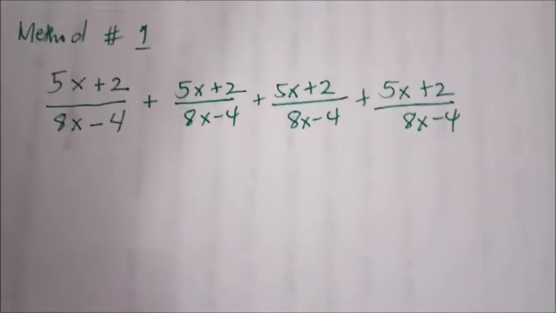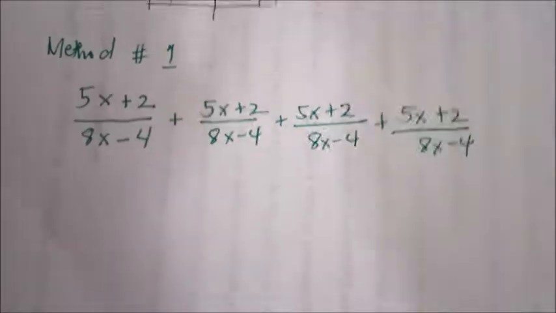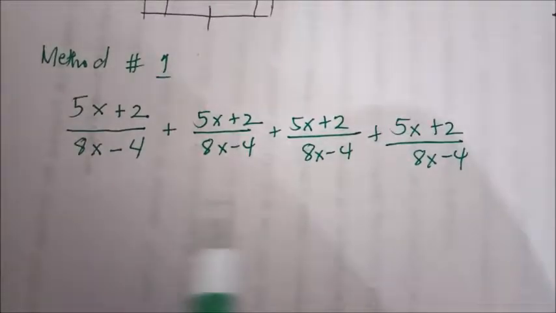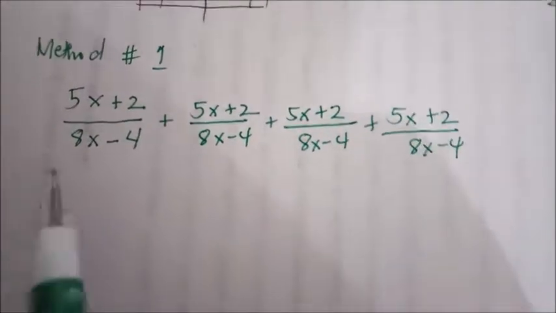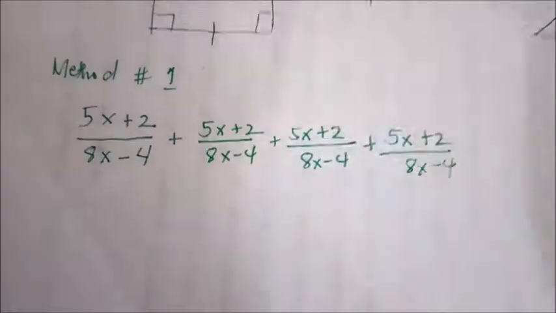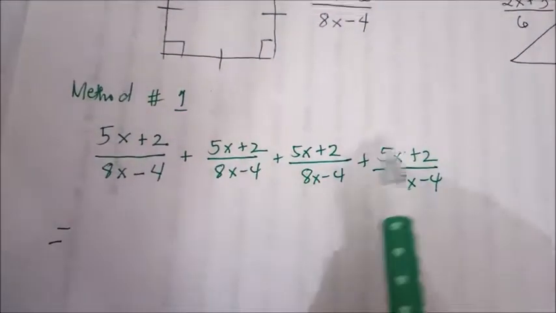Okay, 4 times na nating isinulat. Okay, so again, you're given our similar fractions. So no need to add the denominators. All you have to do is to add the numerators and copy the denominator. So we have here 5 and 2, 5, 2, 5, 2, 5, 2.